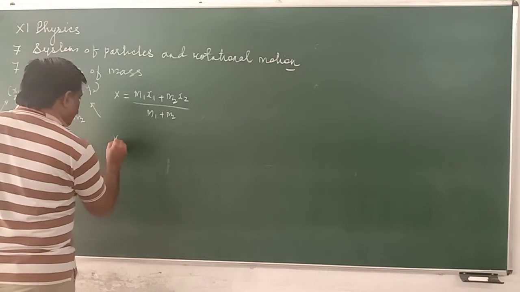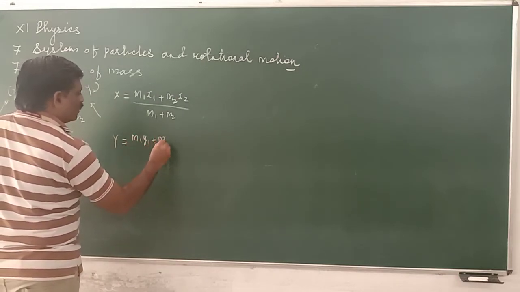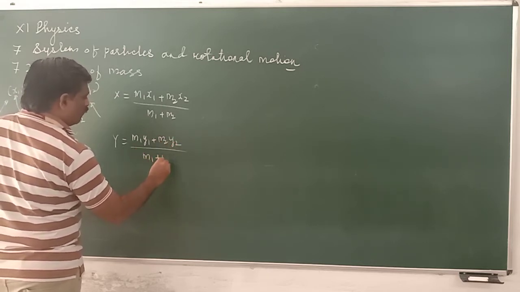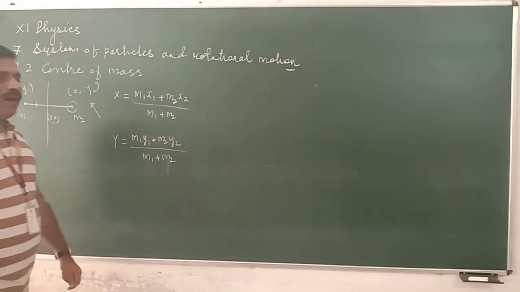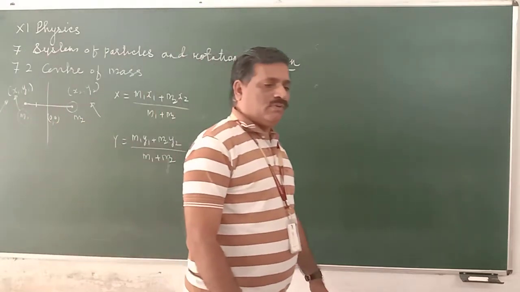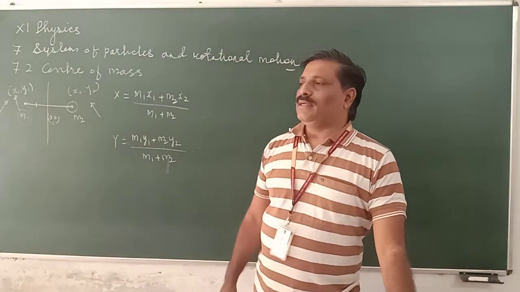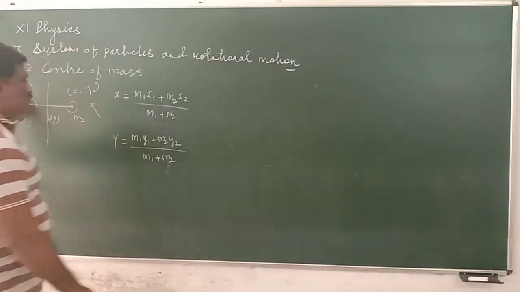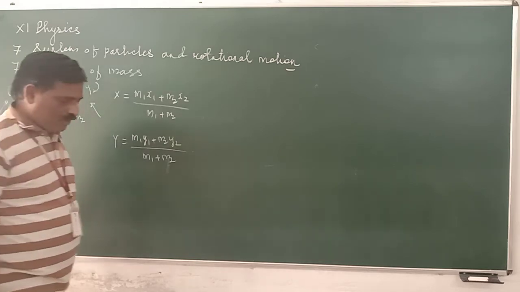Similarly, the y coordinate of center of mass is m1 y1 plus m2 y2 divided by m1 plus m2. This is the y coordinate of center of mass. Here again, y1 is the y coordinate of m1, and y2 is the y coordinate of m2.